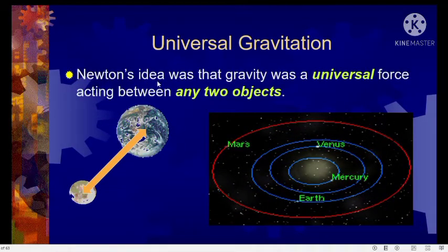Newton's idea was that gravity is a universal force acting between any two objects, not only the case of the apple and the Earth just now. We can discuss other planets, Mars, Venus, Mercury, Earth, that stay in an orbit, and the moon orbiting the Earth. So it means when we discuss two objects, there is a force that acts between the two objects. That is Newton's idea.